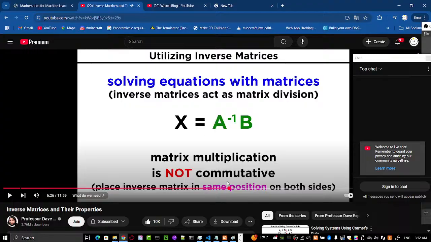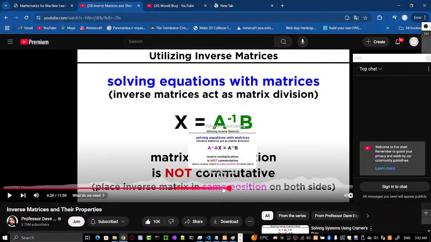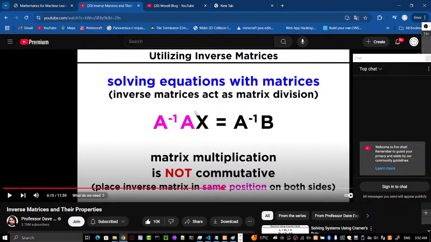Okay, that can be confusing, right? Yeah, we have to look at the position of the X.